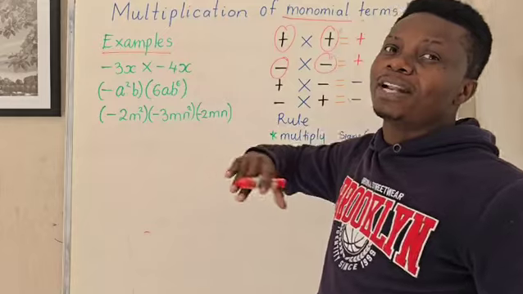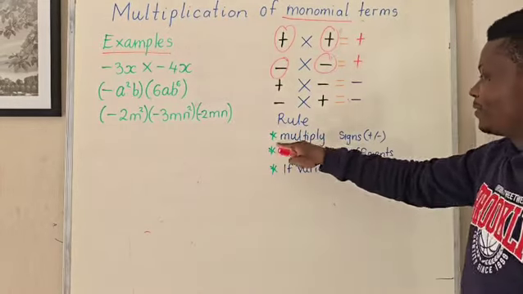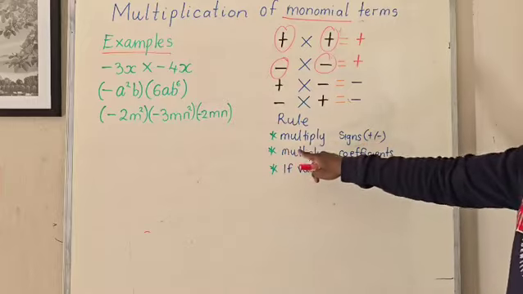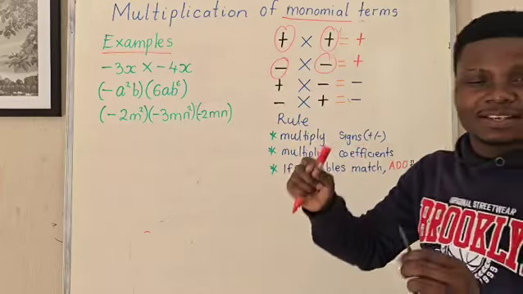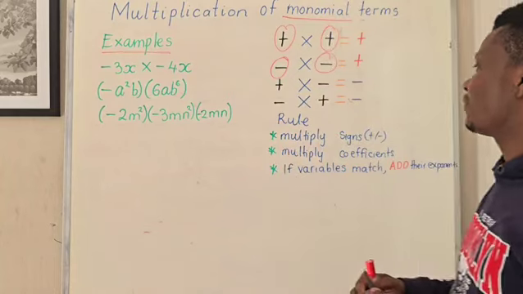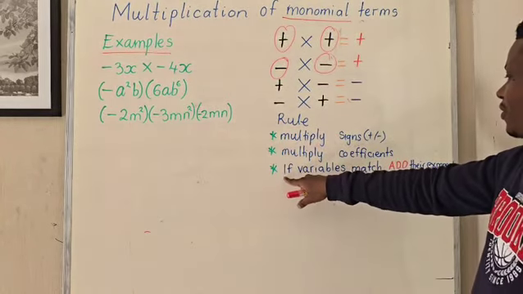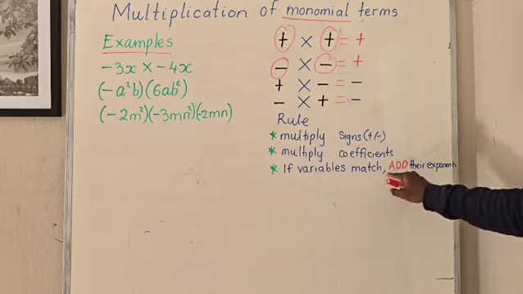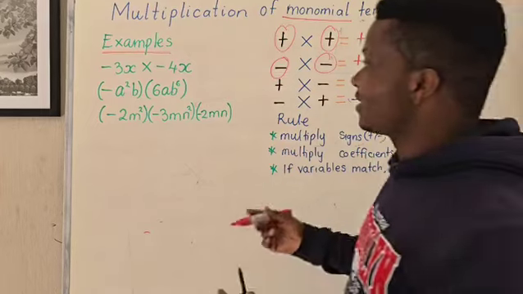So when we multiply monomials, we're gonna multiply their signs, which is a plus or a minus, multiply their coefficients, which is the numbers in front of a letter, and this is very important. If the variables are matching or are the same, add their exponents. So let's get right in.